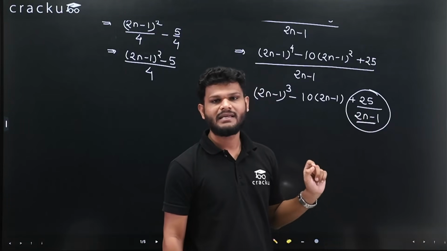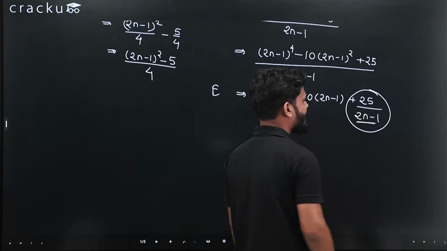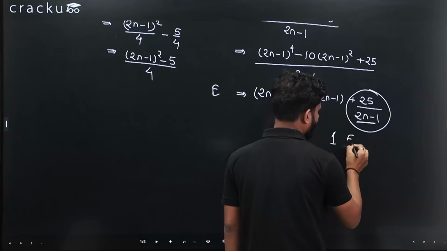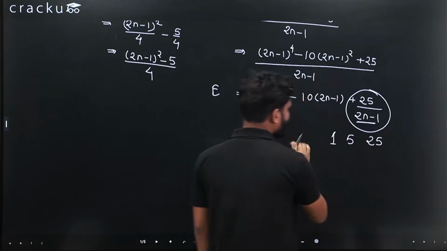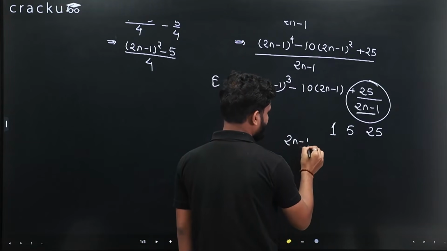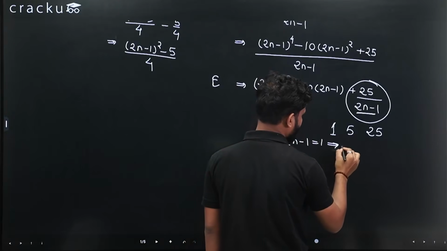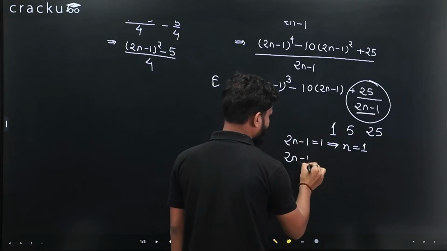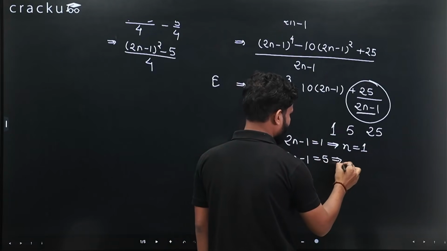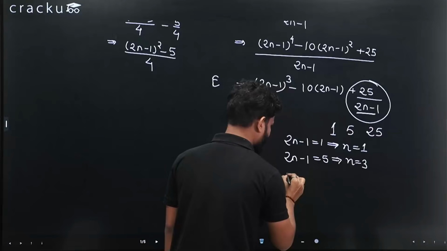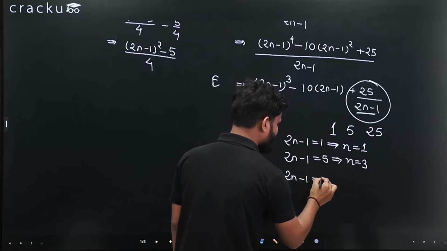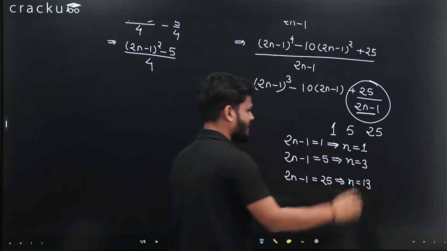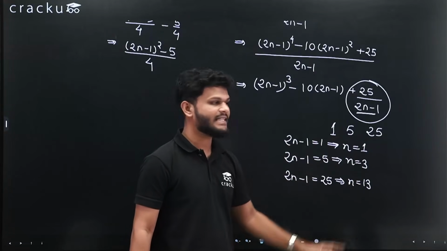So this will always be greater than or equal to 1. And what are the factors greater than or equal to 1 for 25? They are 1, 5 and 25. So if I say 2n minus 1 is equal to 1, this gives me n is equal to 1. If I say 2n minus 1 is 5, this gives me n is equal to 3. And if I say 2n minus 1 is 25, this gives me n is equal to 13. So 1, 3, 13, these are the values of n.